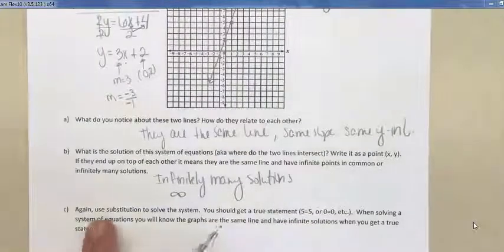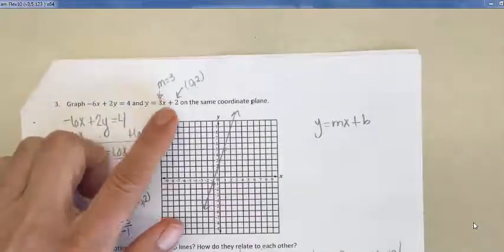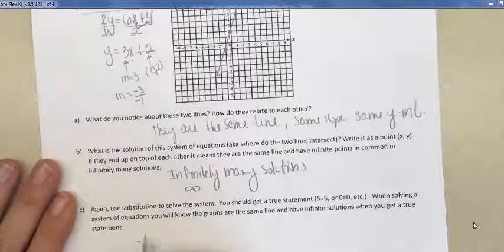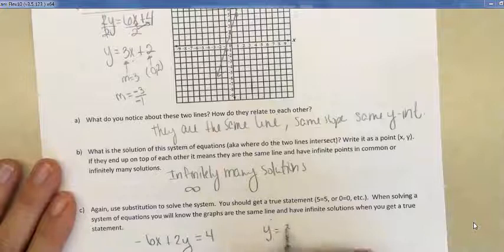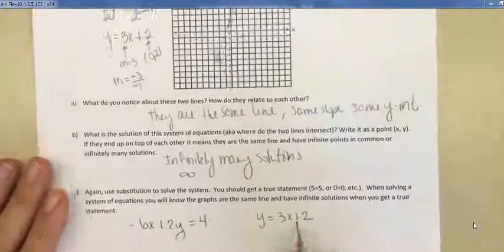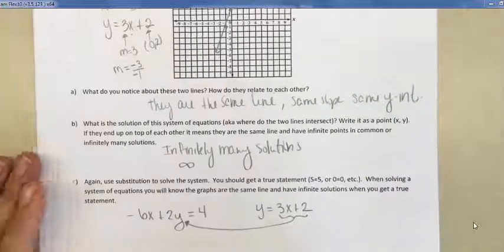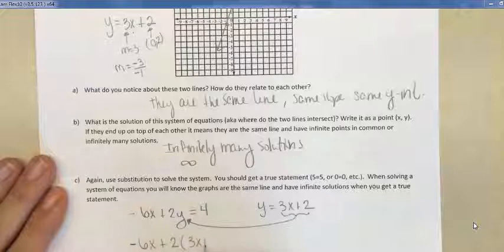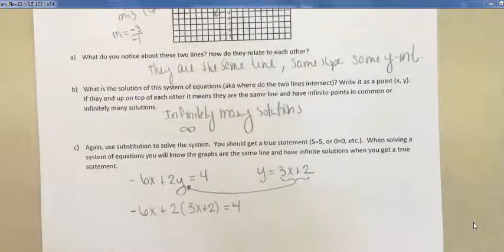Okay, the last part of this, we're going to use substitution to solve the system. So I'm going to take the original two equations. One of them is already solved for y, and I'm just going to substitute it in for y in the first equation. The other equation is this. See how this one's already solved for y? I'm going to take what y equals, and I'm actually going to just plug it in right there. So this is negative 6x plus 2 times the quantity 3x plus 2, that's what I just plugged in. I substituted that in for y, equals 4.